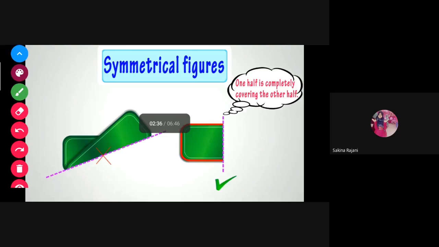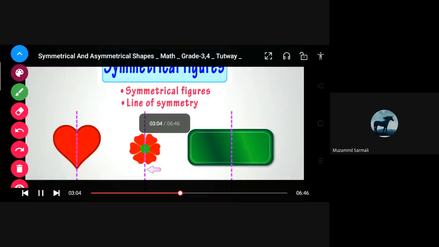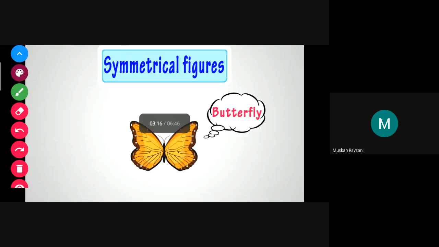Rectangle. They are showing that all these three shapes we can divide using a vertical line, but only for the heart we can't use a horizontal line, while for the other two we can. Yes, ma'am, we can use.